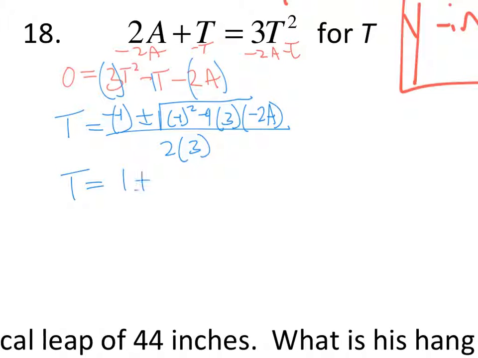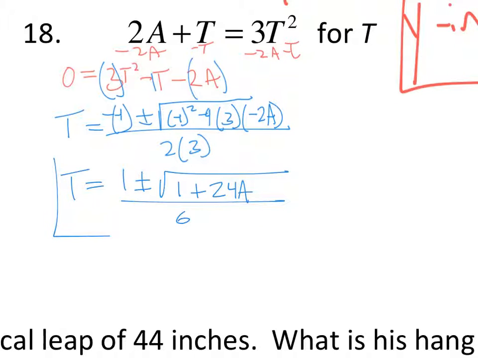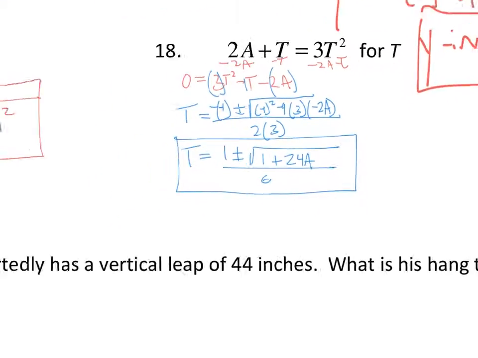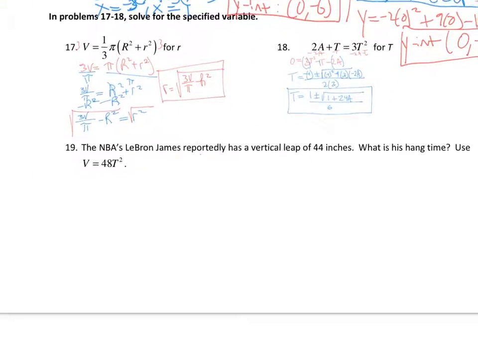So 1 plus or minus the square root, and we get 1 plus 4 times 3 times 2, that's 24a, all over 6. And there's not much we can do with that. So we're going to leave it there. We don't know if this is a positive value or a negative. I don't know if it's temperature or anything like that. So we'll leave it as a plus and minus there. Okay, one more here on this page.